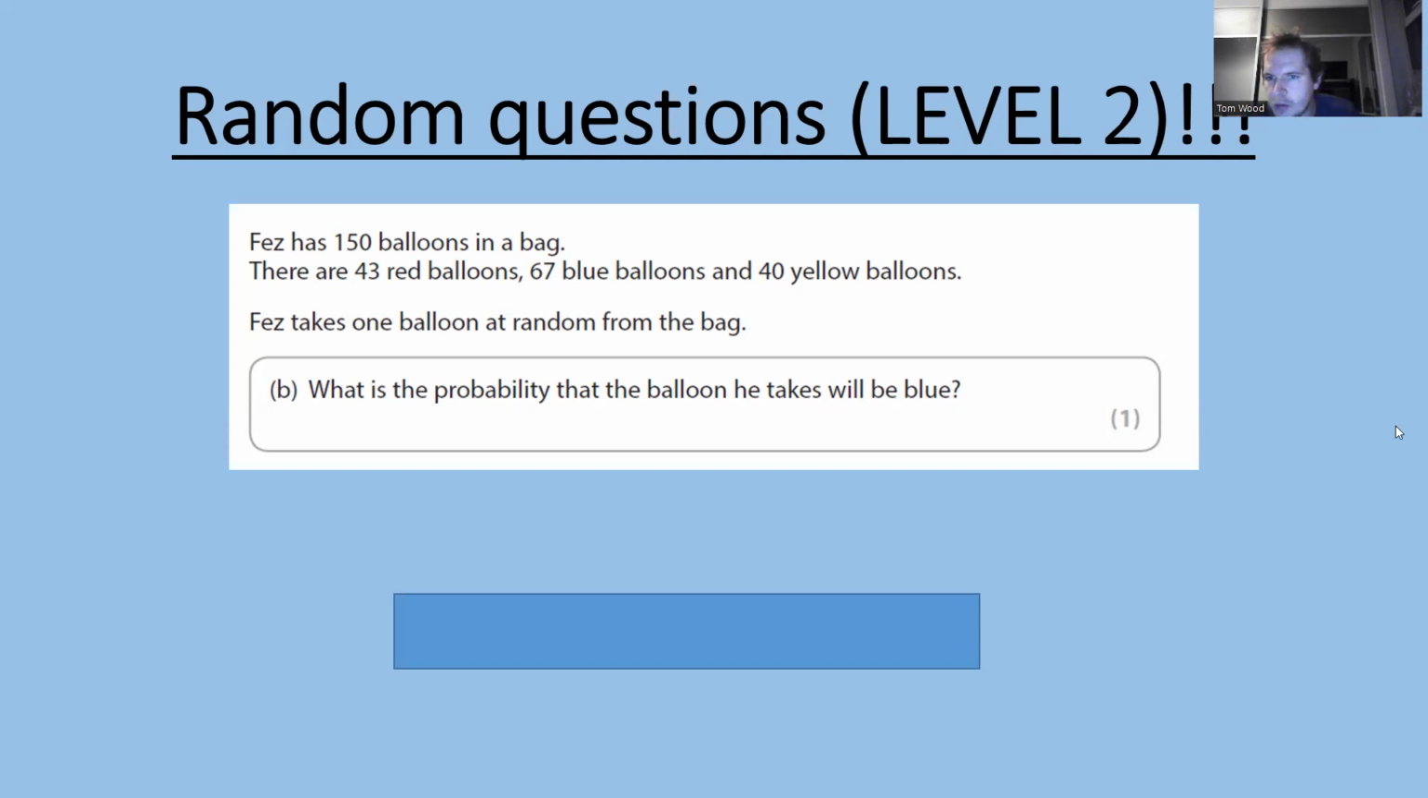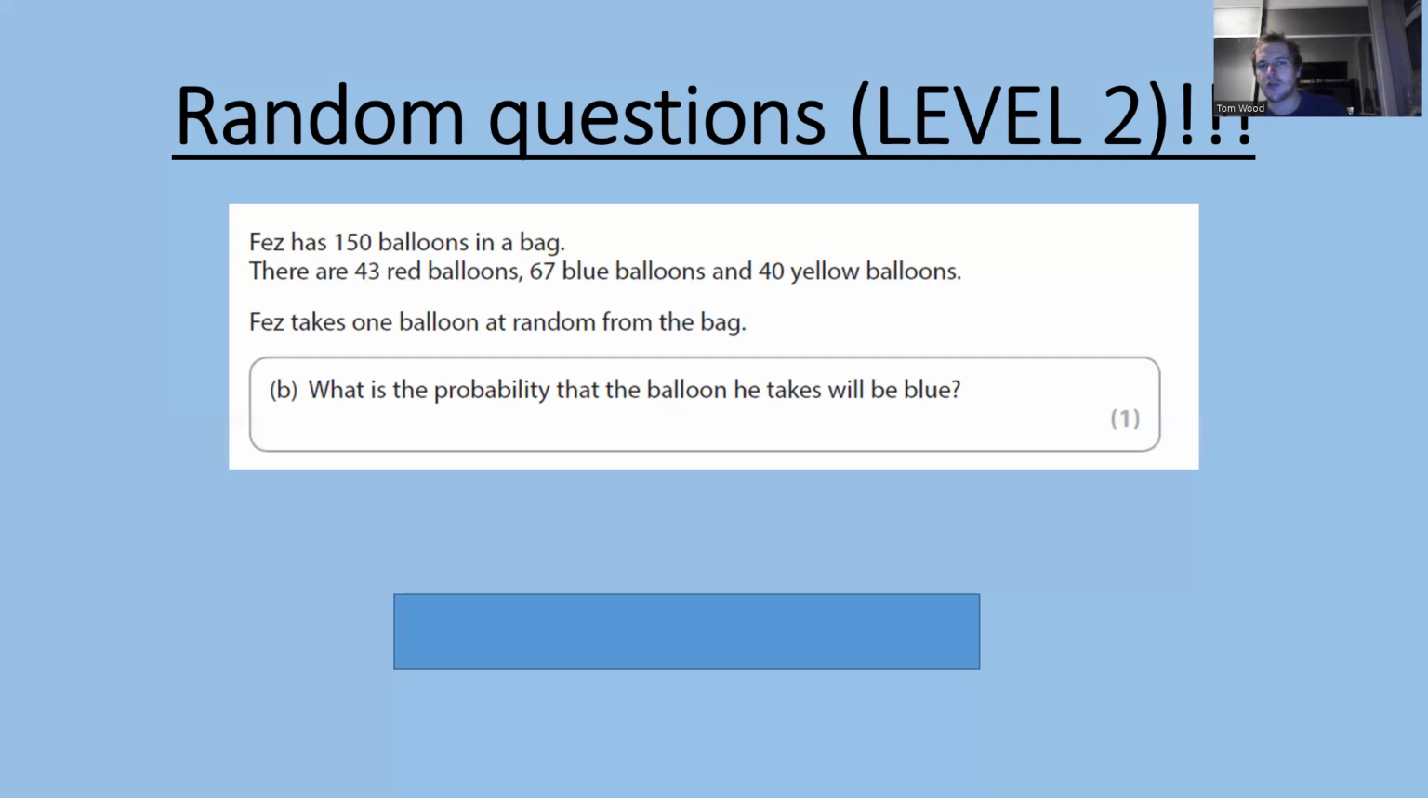So Emmanuel, spot on. Gemma, okay. Tegan, I'm liking it that you've gone with that. It's not the correct answer, but it was a question before. There was actually a question before, on a level 1 paper as well, where it said Fez has these balloons in a bag.